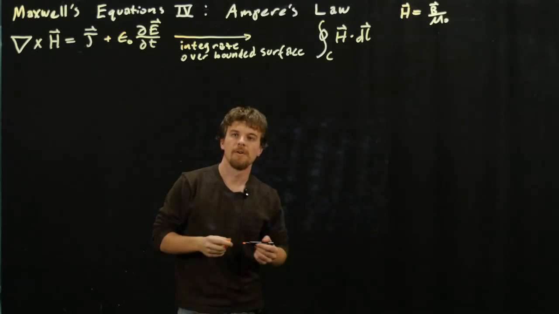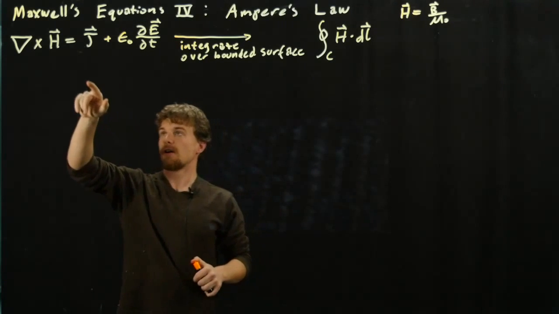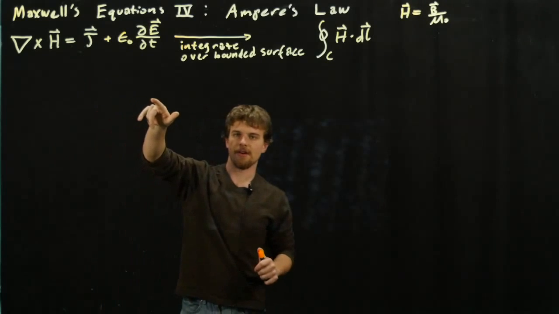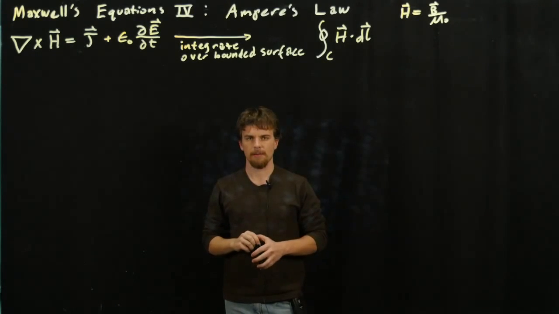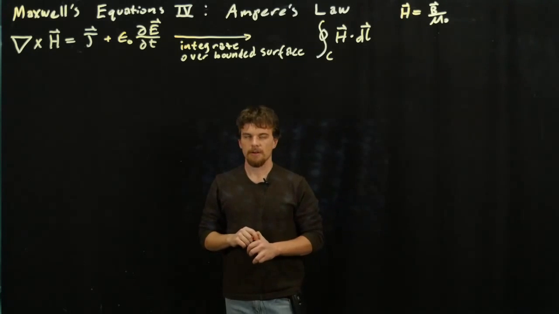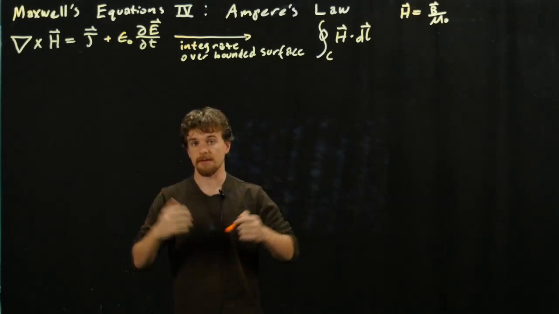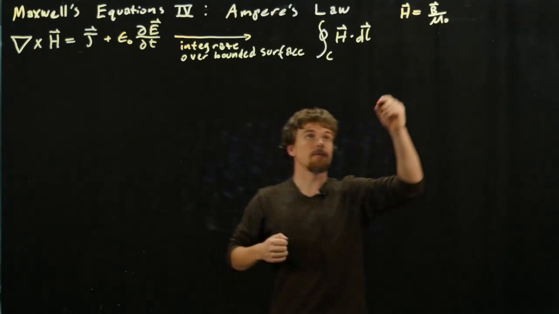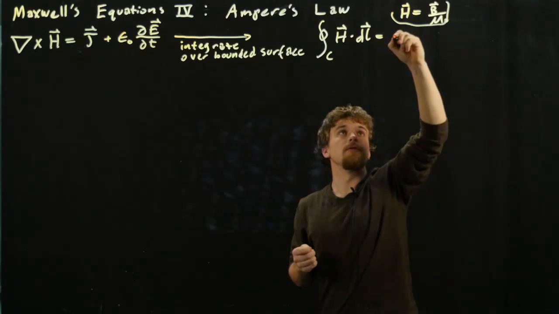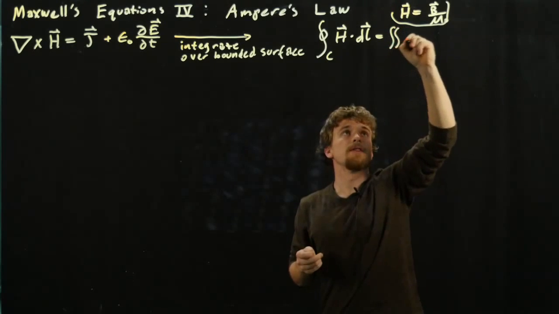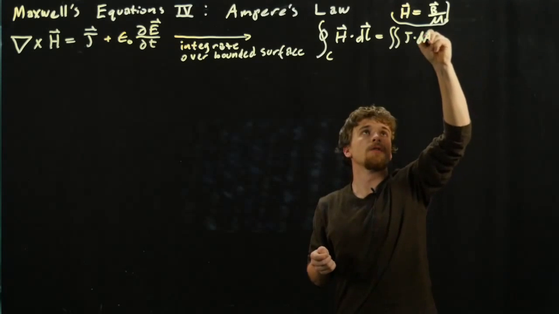And then, we should come back here for just a second and explain what these terms are. This J is called current density, and it's the amount of current flowing. So when we integrate over the surface, it's going to be the amount of current flowing through the surface. This would be equal to the integral over our surface of J dot dA.